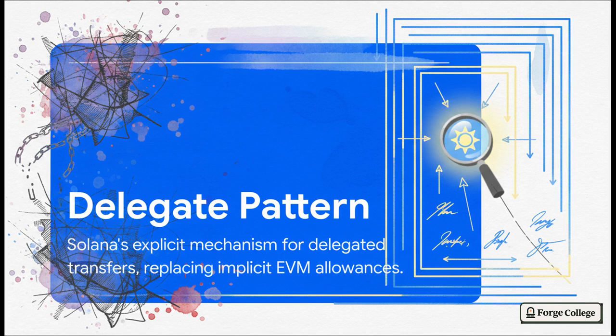Solana requires absolute explicitness. If a marketplace is going to move a token on your behalf, you must use the strict delegate pattern. This requires explicit authority signatures and utilizing the token program's specific delegate instructions. It's incredibly secure, but you have to actively build that signature orchestration right into your transaction flow.